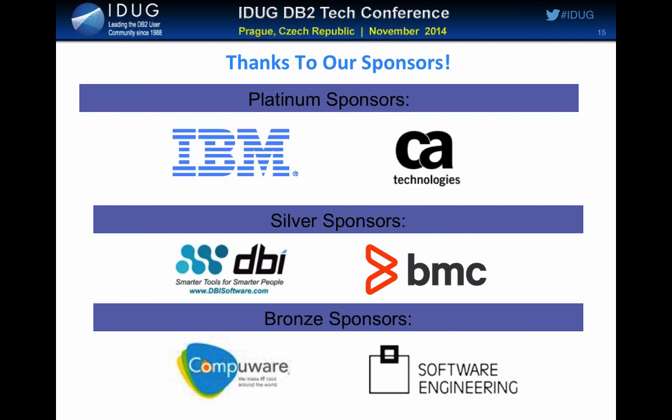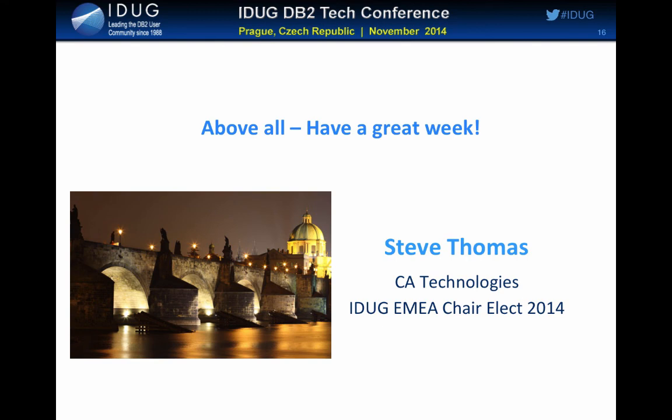The conference wouldn't be the same without our sponsors, so I want to take this opportunity to thank them. This year we have 2 platinum sponsors, who are IBM and CA Technologies, 2 silver sponsors, who are DBI Software and BMC Software, and 2 bronze sponsors, who are CompuWare and Software Engineering. The conference wouldn't be the same without them, and we'd like to acknowledge and thank them for their support of the conference.